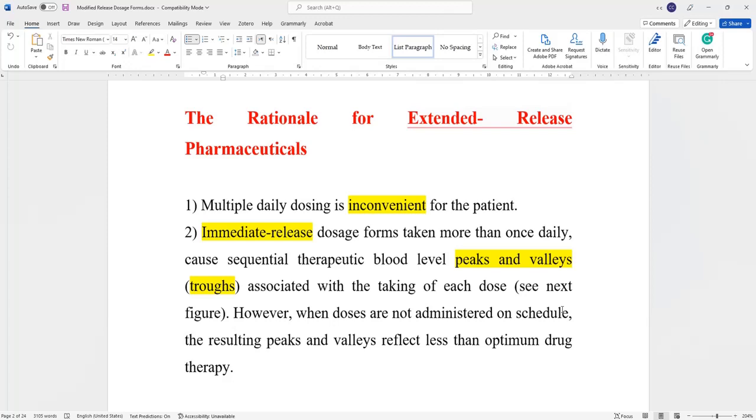If you have to take, for example, 3 or 4 times a day for any particular drug, there are consequences of doing this. It's not only that it is inconvenient. You might be non-compliant, you might miss a dose, etc. So it's inconvenient, but the FDA says that we should not make modified drug release just because it's inconvenient. There should be other therapeutic benefits. Number one, it's inconvenient for the patient to take multiple doses every day.